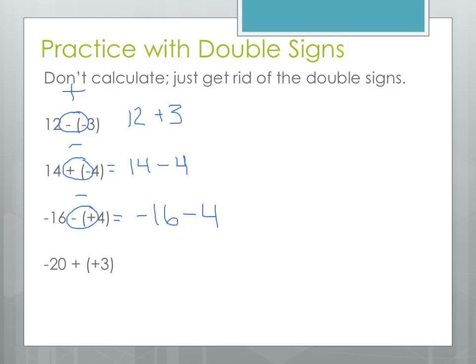In our last example, negative 20 plus a positive 3. Okay, we've got the double signs there again in the middle. Since they're the same, they're going to become a positive. So we now have negative 20 plus 3. So that was some good practice removing double signs from equations.